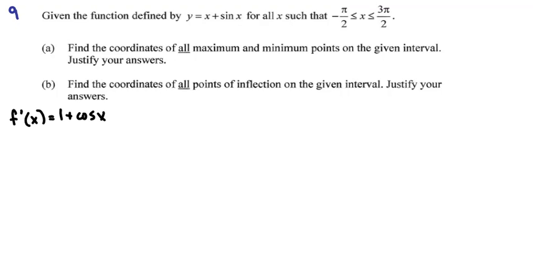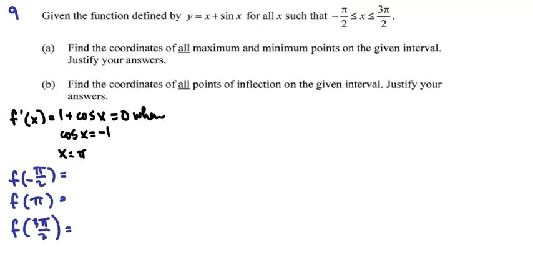So the first derivative is going to be 1 plus cosine of x. And we want to find out where that's 0. And that would be whenever cosine of x is negative 1, which is at x equals pi on the given interval. So since that is the only critical number on the closed interval we're looking at, to find all max and min points, we only have to look at the endpoints, evaluate the original function at the endpoints and the critical number.